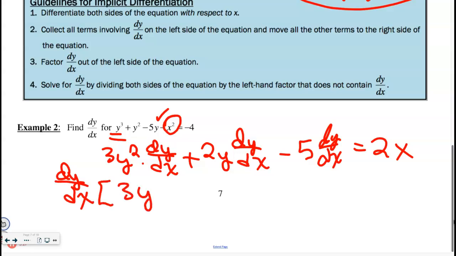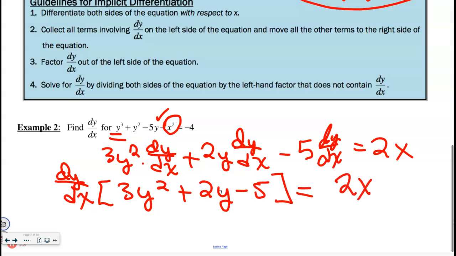So then we go 3y squared plus 2y minus 5. Are you okay, Tristan? Equals 2x. And then they all end the same way. We're still looking for the derivative. It's just now going to be a function of both x and y.